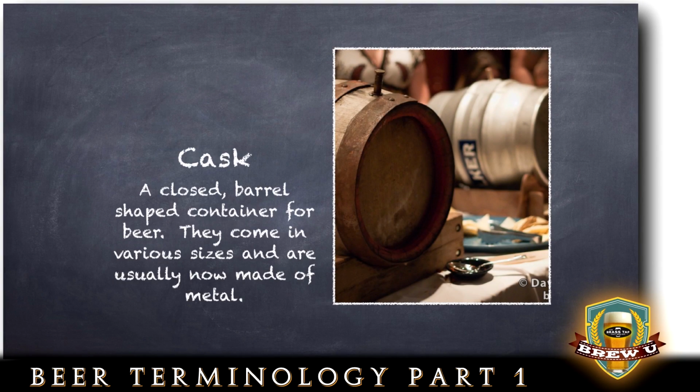Cask, a closed barrel-shaped container for beer. They come in various sizes and are usually now made of metal. Now, the beer inside a cask is naturally carbonated. The wooden stopper on top is called a bung, and the hole is called the bung hole. I am not kidding. That's really what they're called. Really.